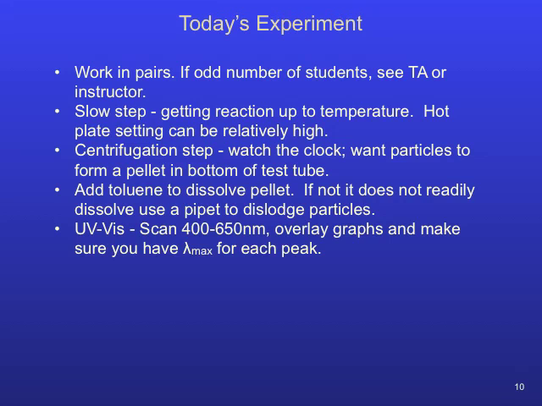If the pellet formed by centrifugation does not readily dissolve in toluene, you will have to use a glass pipette to mix the toluene and pellet by drawing the toluene up and down to dissolve the pellet. When completing the UV-Vis scan, overlay the spectrum of each sample on the same graph, with lambda max labeled for each spectrum.